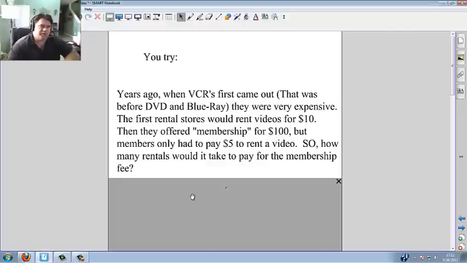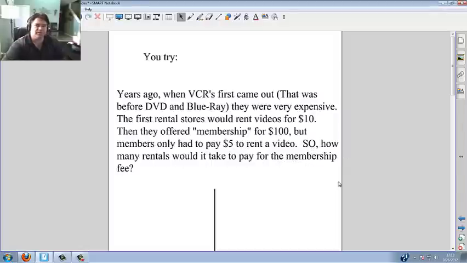When VCRs first came out, they were very expensive. The first rental stores would rent videos for $10. Then they offered membership for $100 more. So in other words, you have to rent videos for $10 each. But if you were a member, you paid $100 for a one-time, lifetime membership, but members only had to pay $5 to rent a video. So how many rentals would it take to pay for a membership fee?